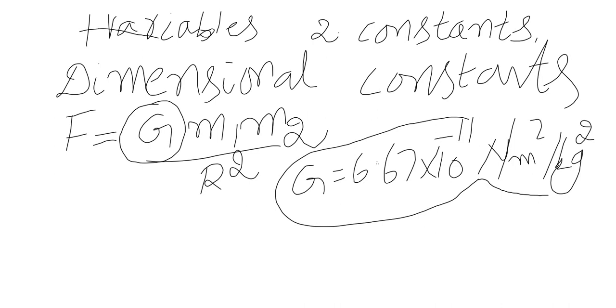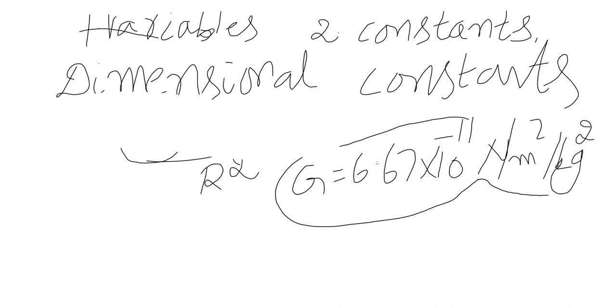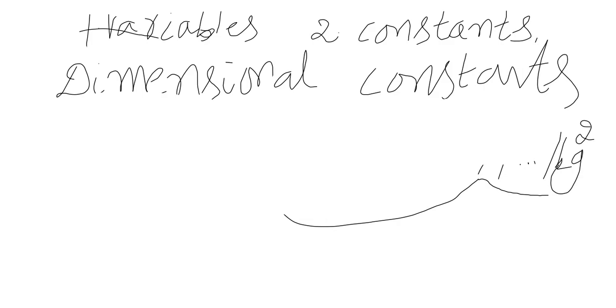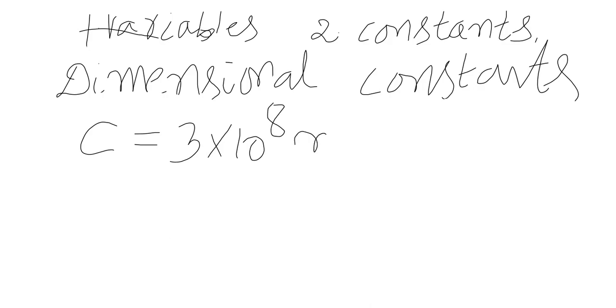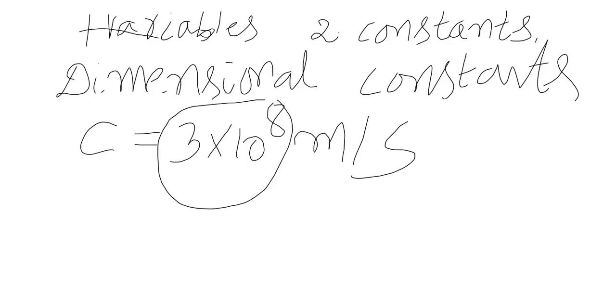Next one is velocity of light. What is the value of velocity of light? C is equal to 3 into 10 power 8 meter per second. It is also constant. It has units meter per second. So this is a dimensional constant. C is a dimensional constant. Like these, different dimensional constants are there in physics.